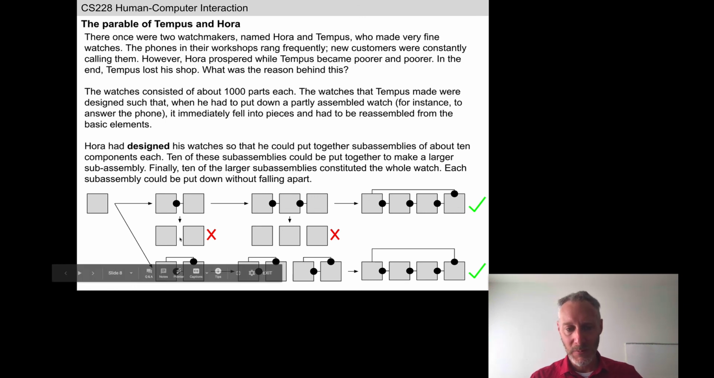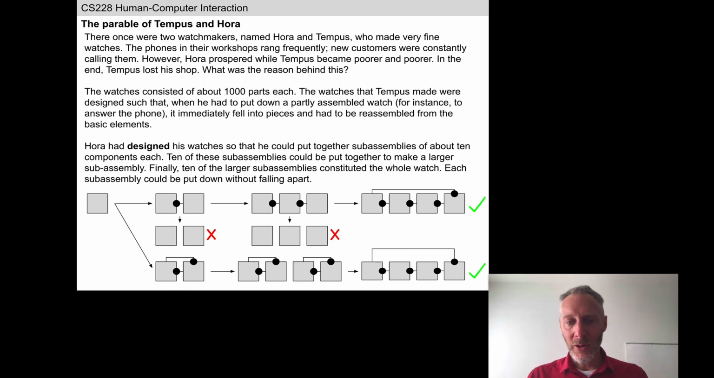And if he's interrupted at any point before that, he puts down the watch, it falls apart. Hora, on the other hand, created these sub-assemblies that were stable, so he could create a small sub-assembly like you see in the bottom left. Then he could create a second stable sub-assembly and so on, and then finally put these stable sub-assemblies together into an entire watch.